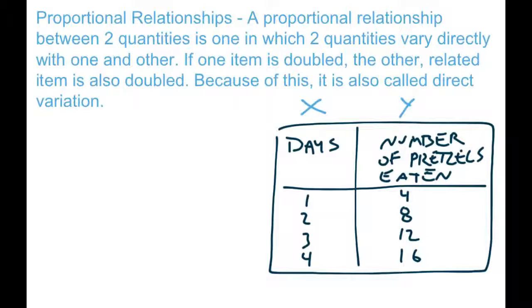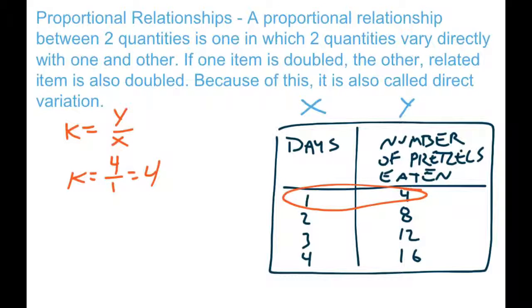So now we want to find that constant of proportionality. So K equals y over x. So let's start with this first ordered pair here. And we get K equals 4 over 1, which is 4. Okay, now, since I already know this is a proportional relationship, I don't really have to check all of them. But if I didn't know, I could check all of them.